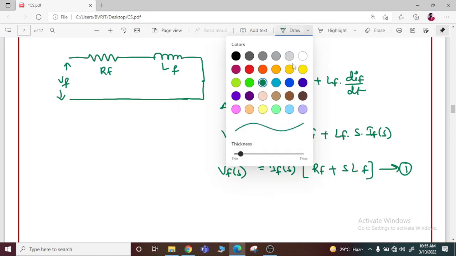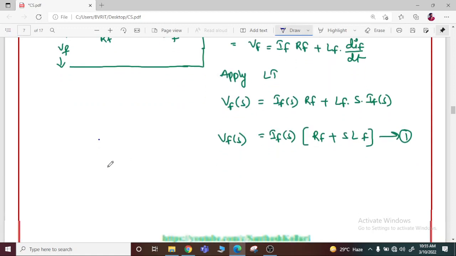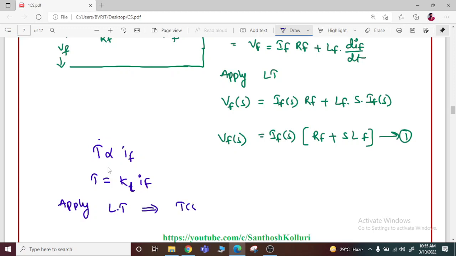And the torque is directly proportional to field current. So to avoid the proportionality constant, we take the constant Kt into If. So apply Laplace transform for this also. There will be T of s is equal to Kt into If of s. This is equation number 2.